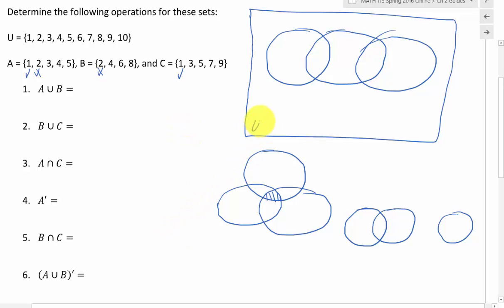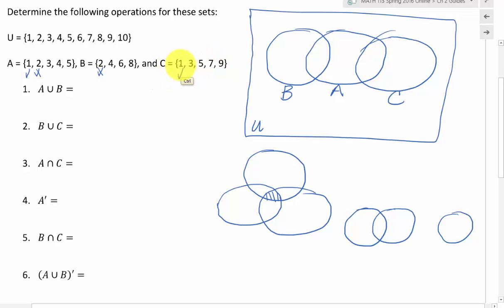So I have a universe, and then I have to figure out which of these balls should be called A, B, and C. And A was the one that had something in common with the other two. B and C had nothing in common. So I should label the ones on either end B and C, and the one in the middle that had something in common with each of the other sets should be called A, and it's in the middle. Then I want to start labeling.